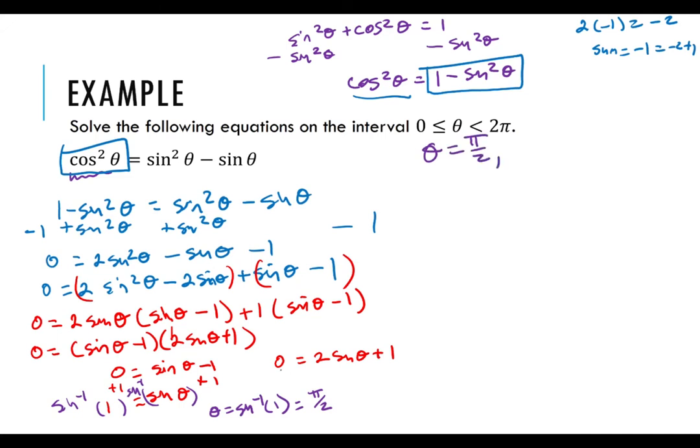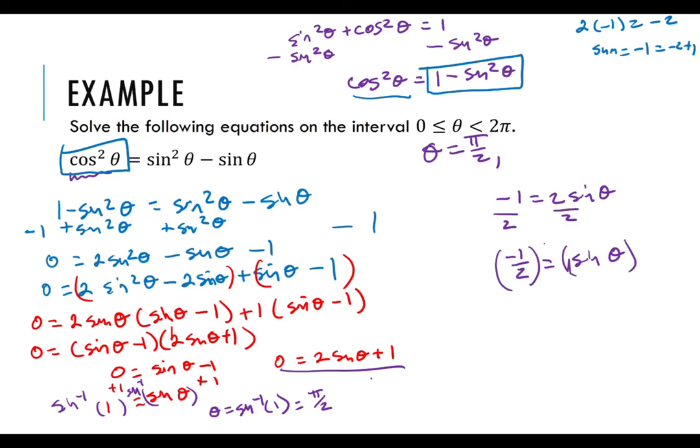Well then, let's work with this. 0 is equal to 2 sine of theta plus 1, so I'm going to subtract 1 from both sides, and I get negative 1 is equal to 2 sine of theta. Then divide by 2. I then get that negative 1/2 is equal to sine of theta. Then I can take the inverse sine function of both sides. I get that sine inverse of negative 1/2 is equal to theta. Sine inverse of negative 1/2, based on our range restrictions, is going to give me negative pi sixth.